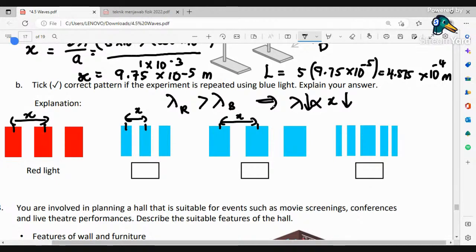This is wrong already. This is diffraction. Okay, it must be the same thickness. It cannot be not the same thickness. Okay, so you can see which one is shorter. We get this one.